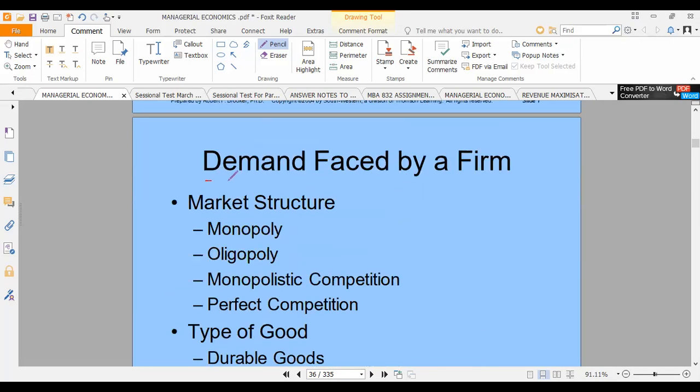So the demand faced by a firm can be elaborated by 4 key market structures. We have a monopoly. This is a market structure where one major seller is involved. This major seller has market power in pricing decisions. The individual or the firm is a price setter. A good example is Zesco. This price setter's demand is inelastic.